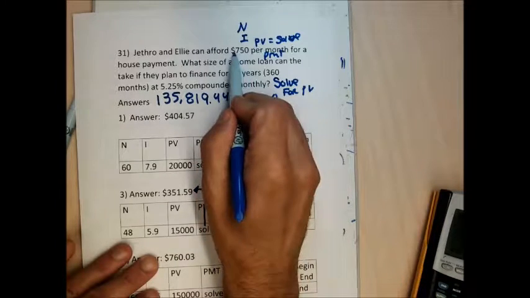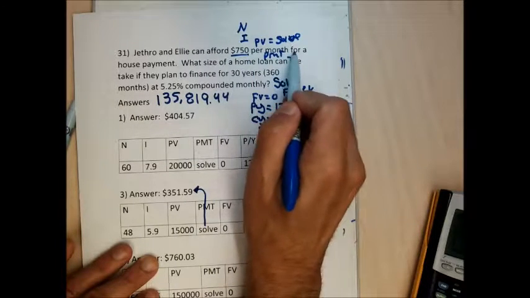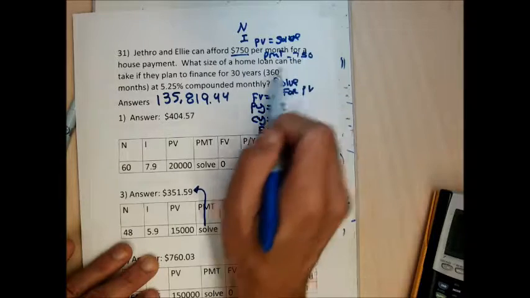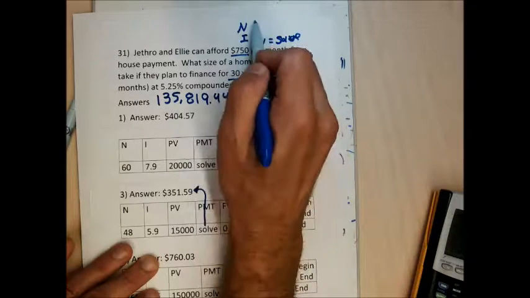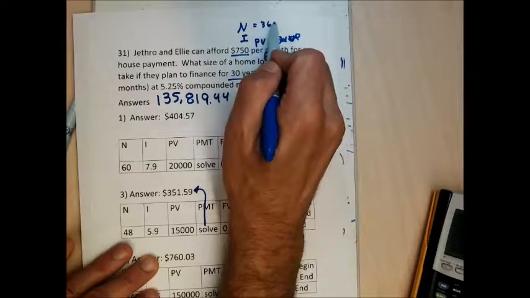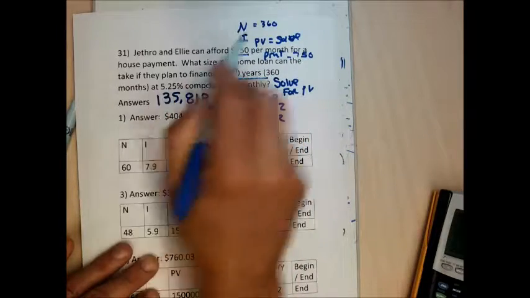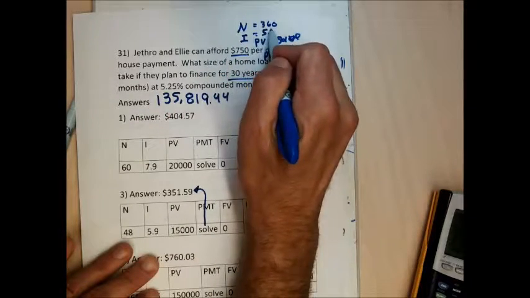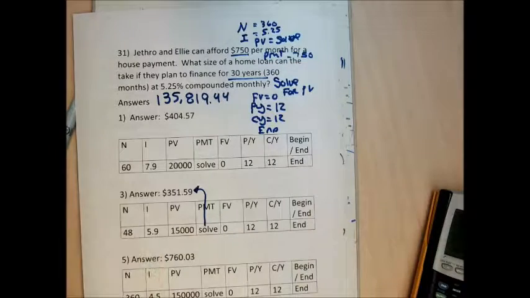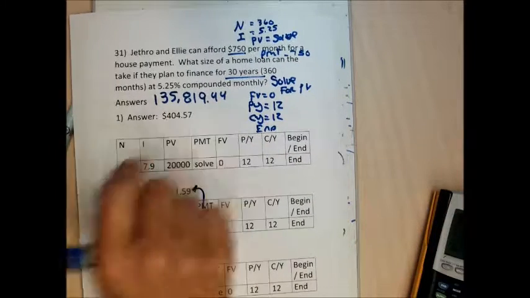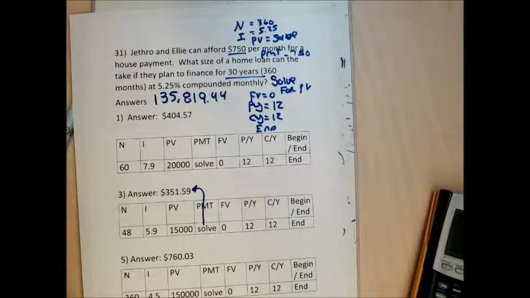The PMT should be negative. It's going to be a negative 750. The N is the number of payments, and it's going to be the 360, and the I is the 5.25%. I'm assuming if you get all those entered up, it should give you the $135,819.44 loan Jethro and Ellie can take to get that payment that they're looking for.